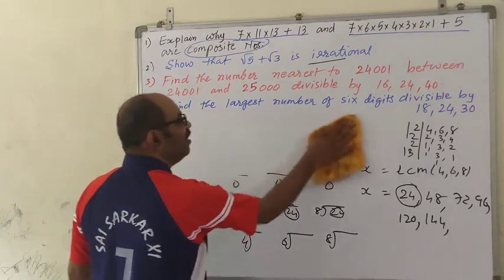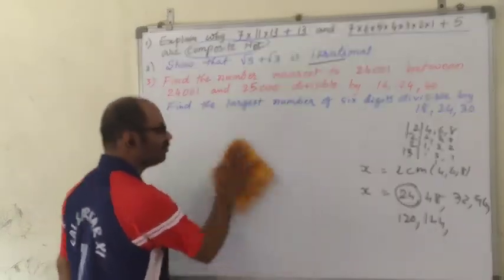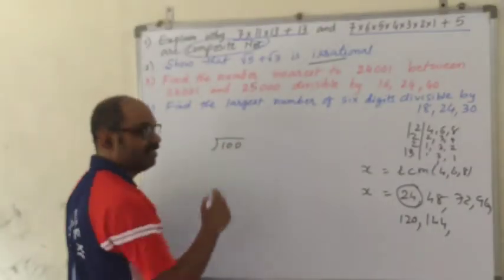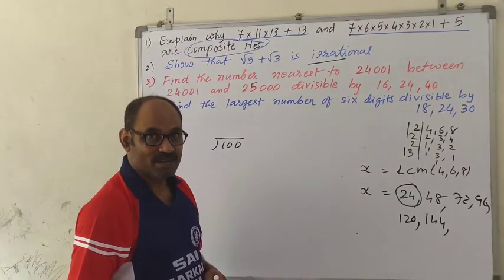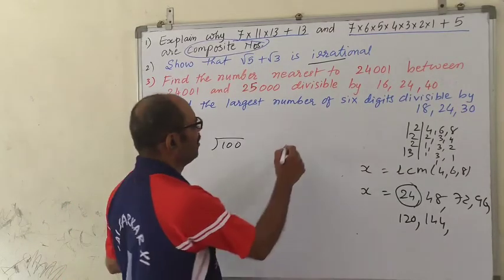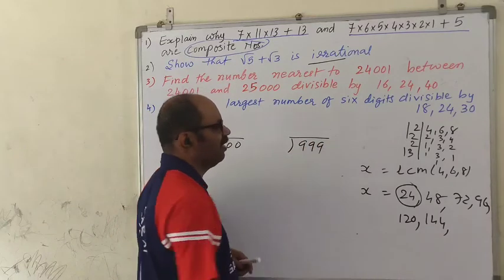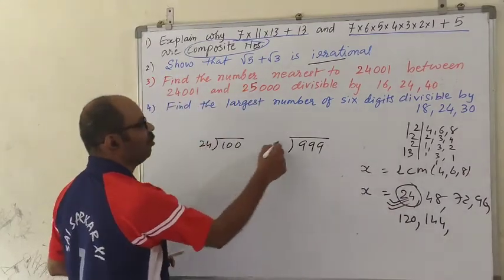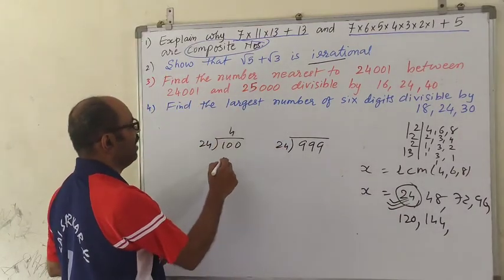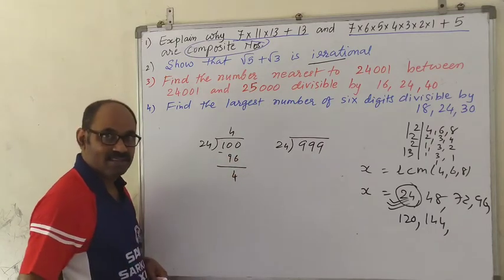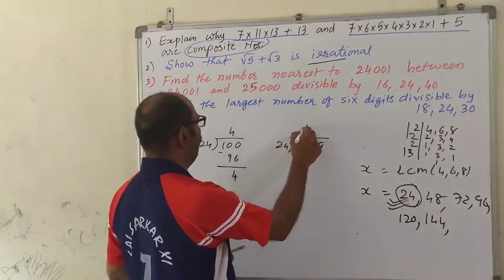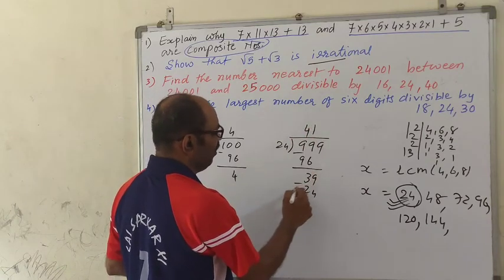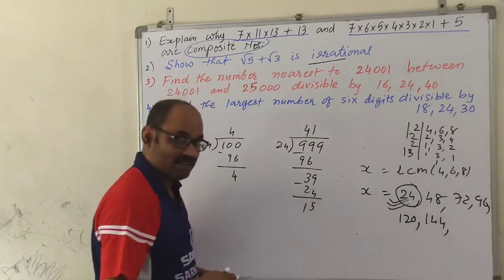Very easy. If you want to find the 3-digit number, please try to understand. Which is the smallest 3-digit number? 100. And which is the largest 3-digit number? 999. Divide them by the LCM. Whatever the LCM is, divide both by it. 24 4s are 96 and 4 remains. Correct? 24 4s are 96, 3 and 9, and 24 1s are 24, 5 and 15 remains.